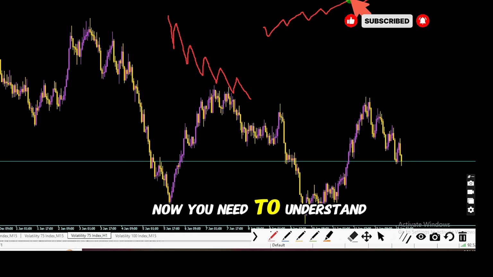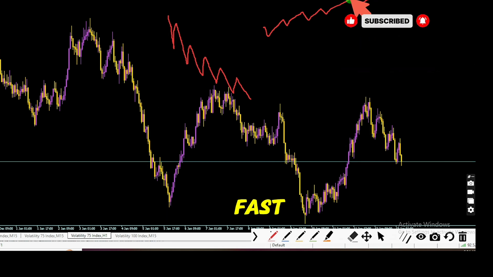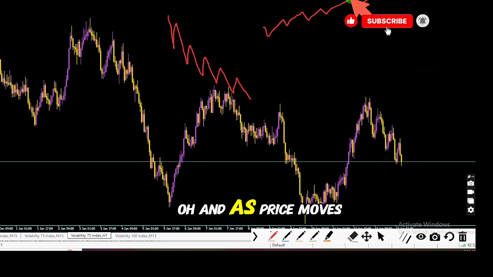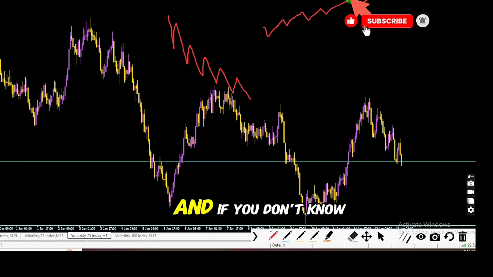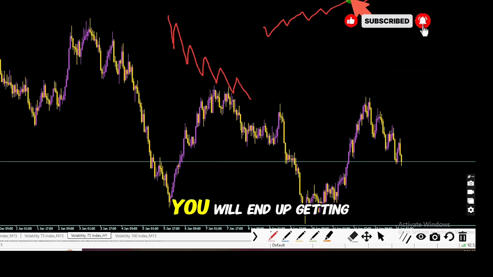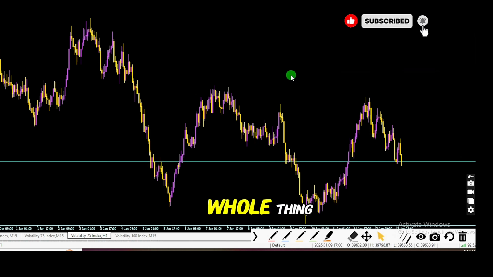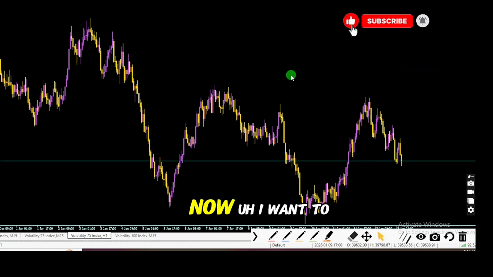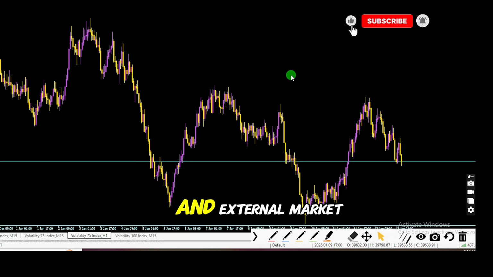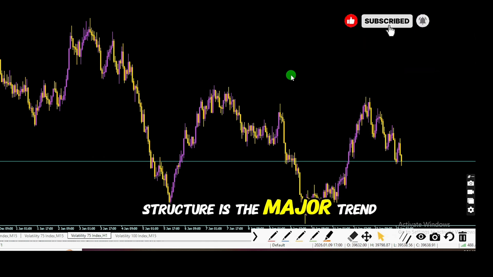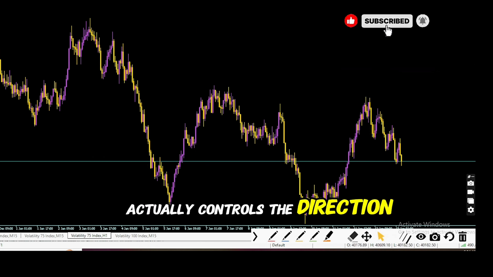Now you need to understand that on V75, price moves fast, and as price moves fast, fake breaks are also common. And if you don't know which structure matters, you will end up getting trapped in the middle of the whole thing. Now, I want to talk about external market structure. External market structure is the major trend of the market. It is the structure that actually controls the direction.